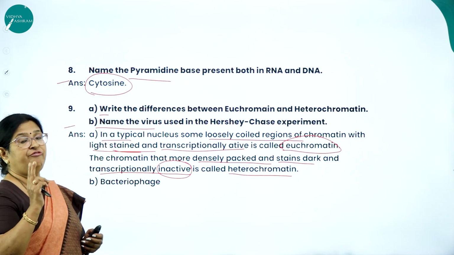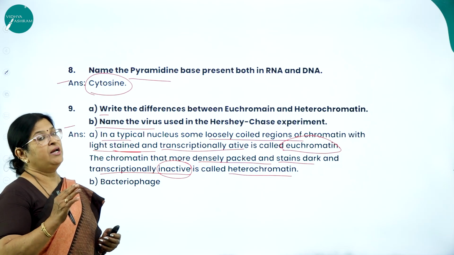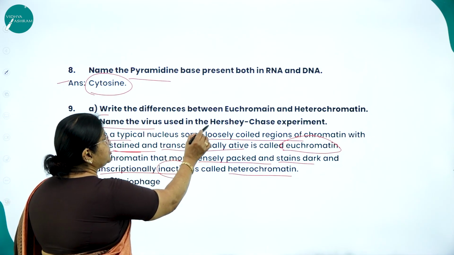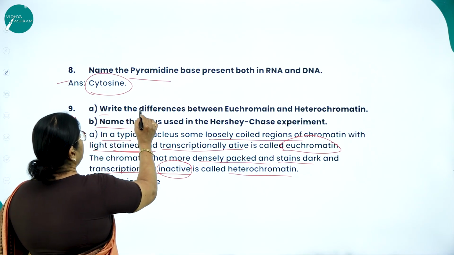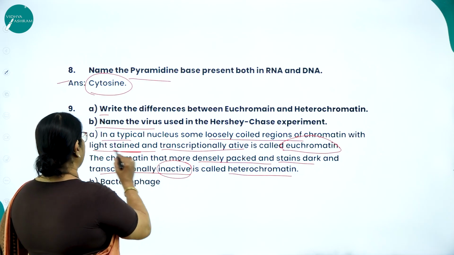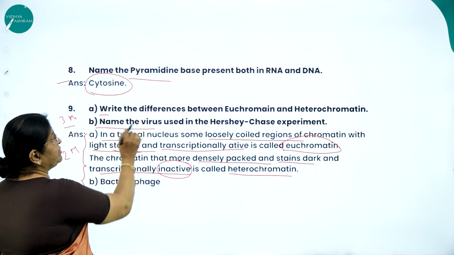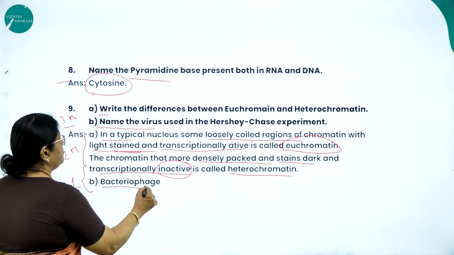So this is a very important question for a 2-mark question. Differentiate between euchromatin and heterochromatin. Next split question: name the virus used in the Hershey-Chase experiment. So this is a 3-marker question. Writing the difference between euchromatin and heterochromatin is a 2-marker question, and naming the virus used in the Hershey-Chase experiment is a 1-mark question, that is bacteriophage.